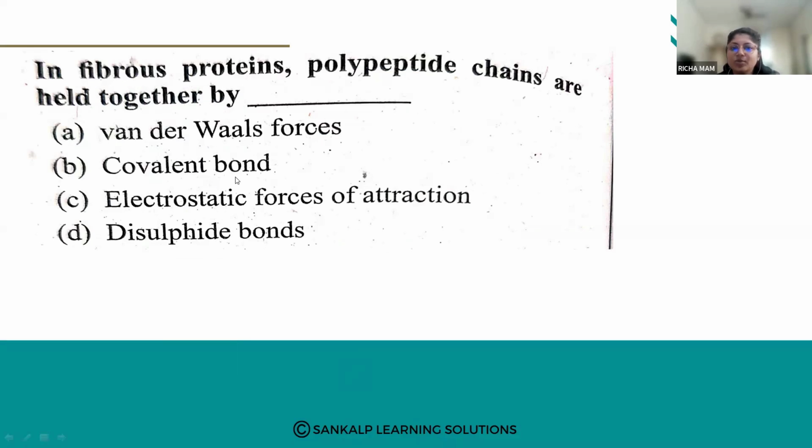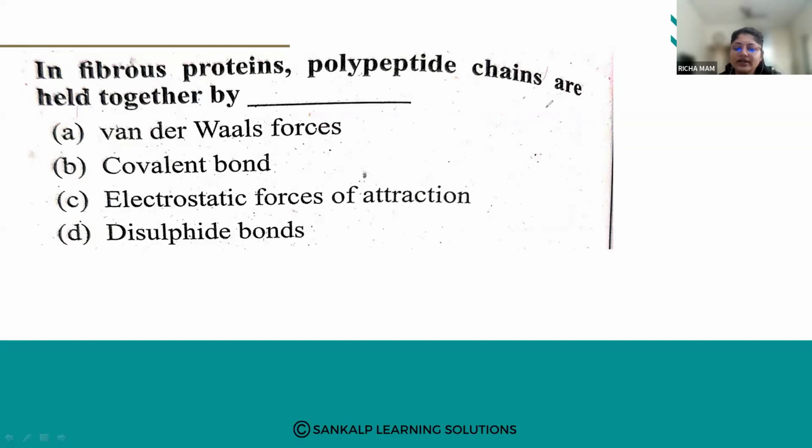In fibrous proteins, polypeptide chains are held together by van der Waals forces, covalent bonds, electrostatic forces of attraction, or disulfide bonds. Yes. How are the polypeptide chains held in fibrous proteins?